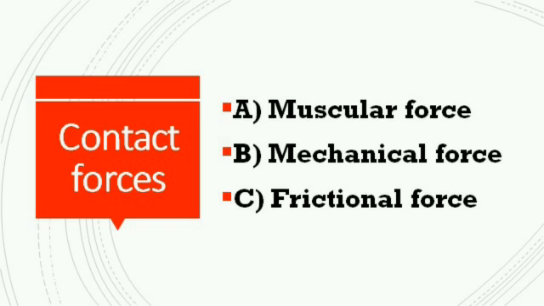Then what do you mean by mechanical force? The force exerted by a machine to do some work is known as mechanical force. And frictional force is an invisible force which is used to stop the motion of a moving object; in other words, you can say it opposes the motion of an object. Clear? These are some examples of contact force.